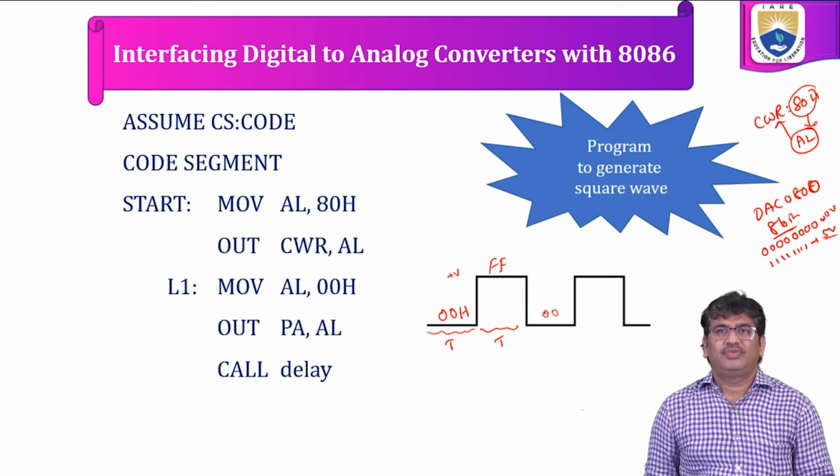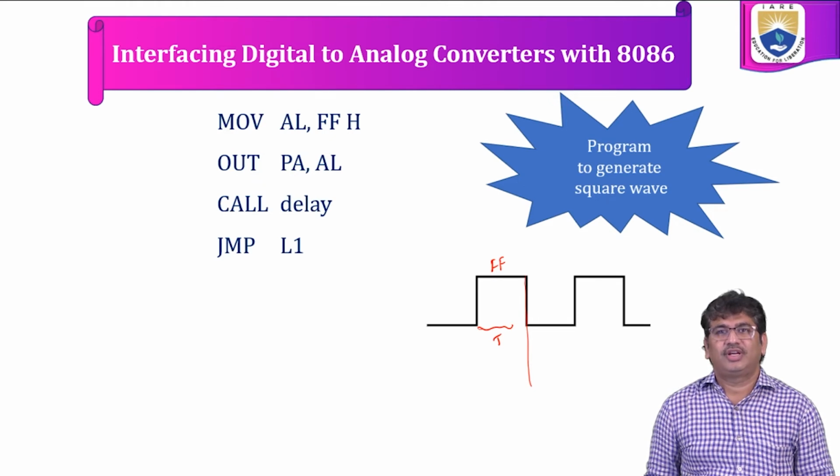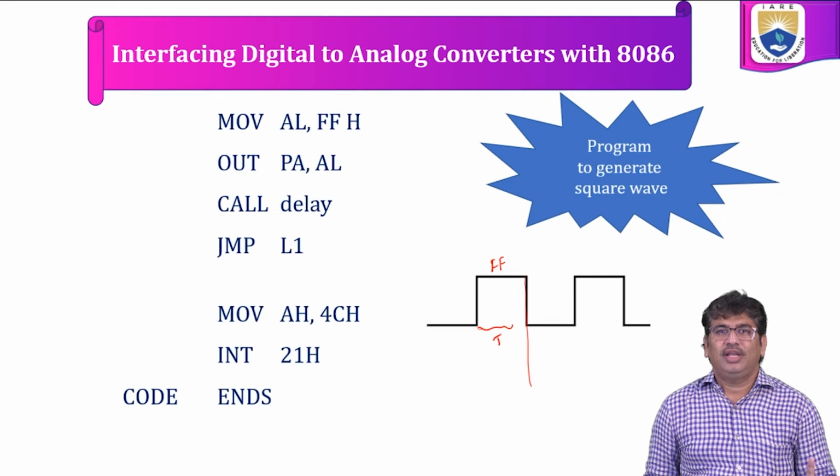The various instructions given are: first writing the control word register, then passing 00 to port A, waiting for some amount of time by calling the delay program, then generation of the FF value to generate plus V volts of the square wave for some amount of time. For continuous iteration of the square wave, we are writing JMP L1. If JMP L1 is removed, then it is going to generate only one waveform. If you write JMP L1, it is going to generate n number of pulses. This is the program for generation of a square wave.